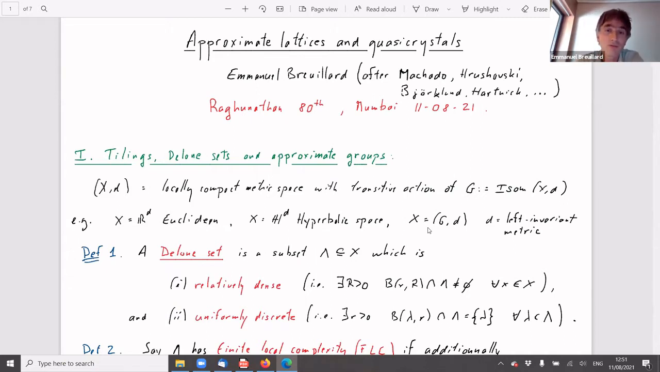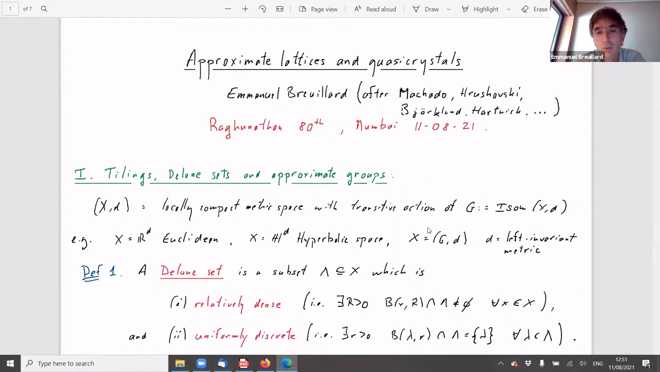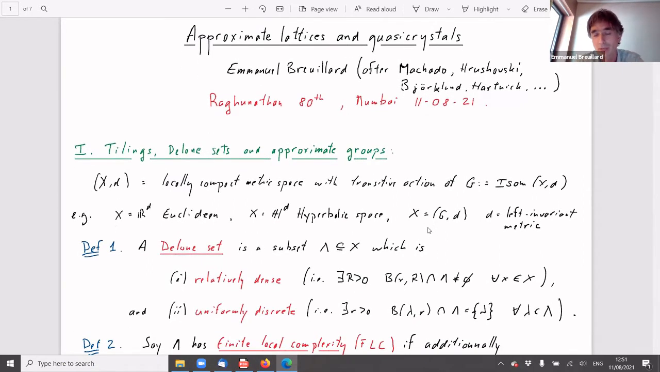So if we go in this direction of tilings, one may be tempted to remove the condition that the discrete group is a group. So I'm going to tell you about the notion of Delaunay set. A Delaunay set in a space, let's say X, where X is a locally compact metric space, which I assume is a homogeneous space where I have an isometric group acting transitively. I really think of the classical example of the Euclidean space or the hyperbolic space, or more generally, you can take a locally compact group with a left invariant metric.